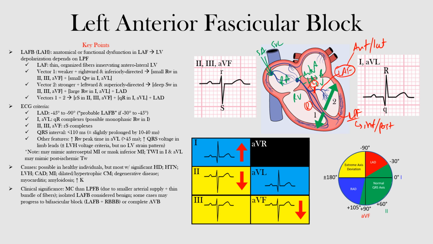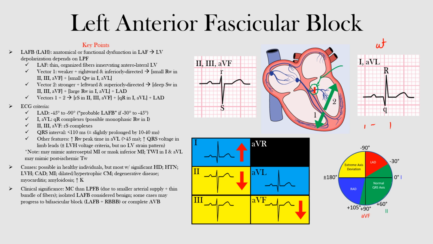Our focus in this lecture will be the left anterior fascicular block. Remember, the left anterior fascicle supplies the anterior and lateral walls of the left ventricle. So we said that left anterior fascicular block results from a dysfunction in the left anterior fascicle. Let's clear up our heart here so we can see this more clearly. Now we're focusing on the block of that left anterior fascicle, and you can see that marked here. That's our left anterior fascicle that is blocked, so the conduction cannot go past it.